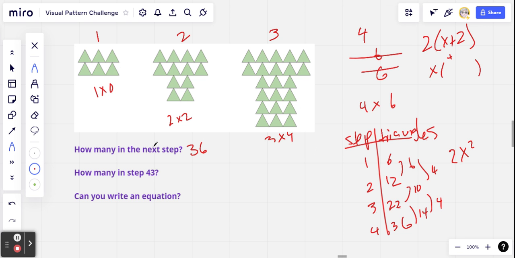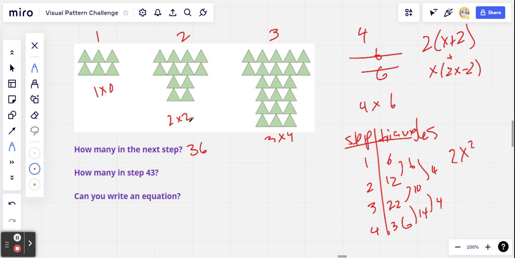Since it goes up by 2, that's a clue you're going to have 2 times the step number. And then I think we're going to subtract, to get it to be 0 in step 1, we'd subtract 2. So let's think about that one. Does that work in step 1? Yeah, so 2 minus 2 is 0.